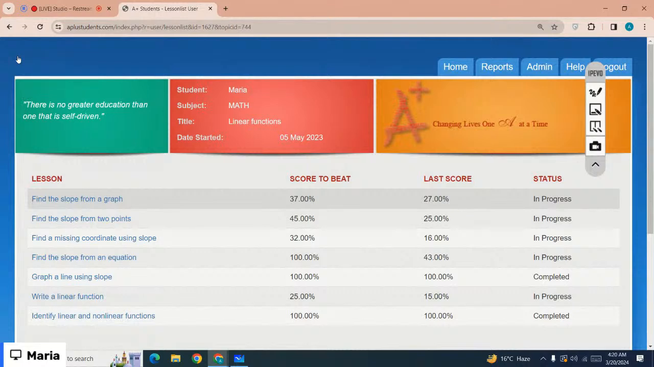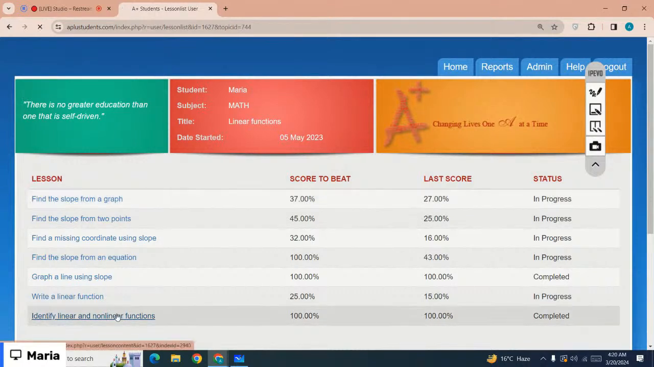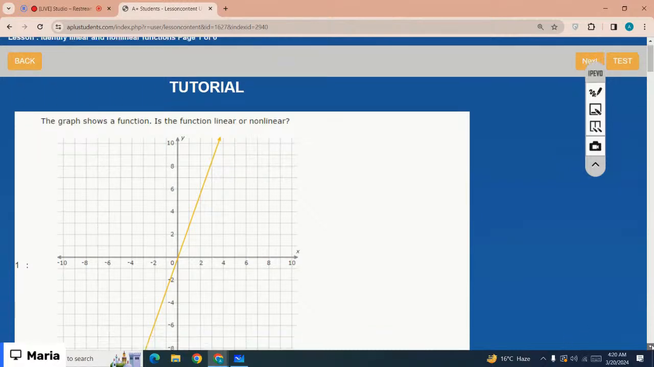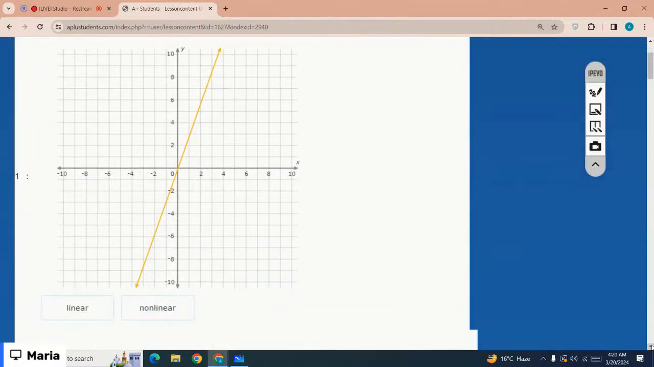The next lesson is identify linear or non-linear functions. The graph shows a function. Is the function linear or non-linear? So how do we identify if we are given a function? We just have to see if the function is linear or non-linear. A linear function is one where the graph is always a straight line, right? So the given graph is a linear function, right? The correct option is linear function.